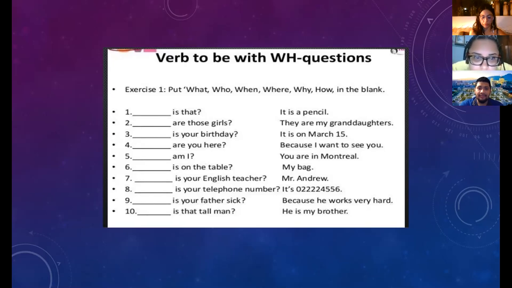Who are those girls? Very good. Okay. Who are those girls? They are my granddaughters. Very good. Tania, number three. When is your birthday? Excellent. It is on March 15th. Very good. Osvaldo, number four.